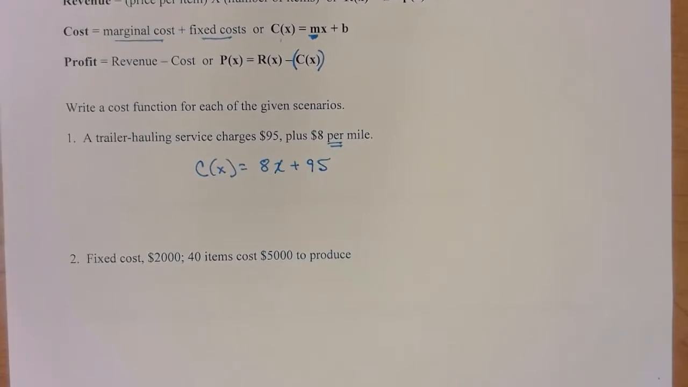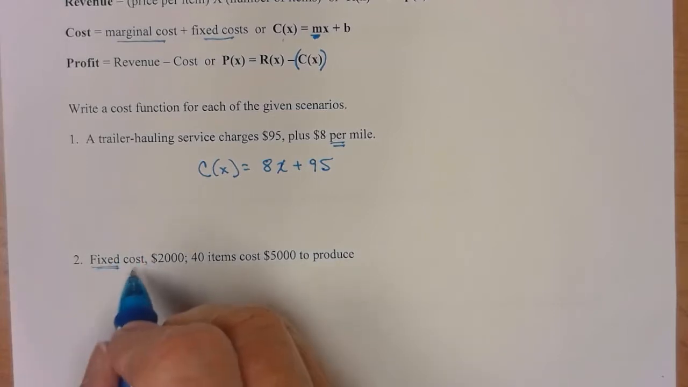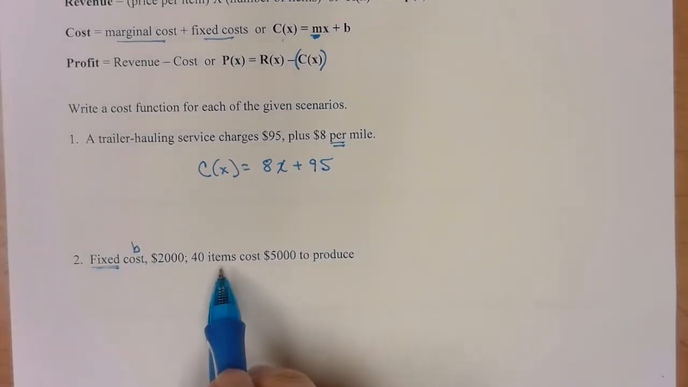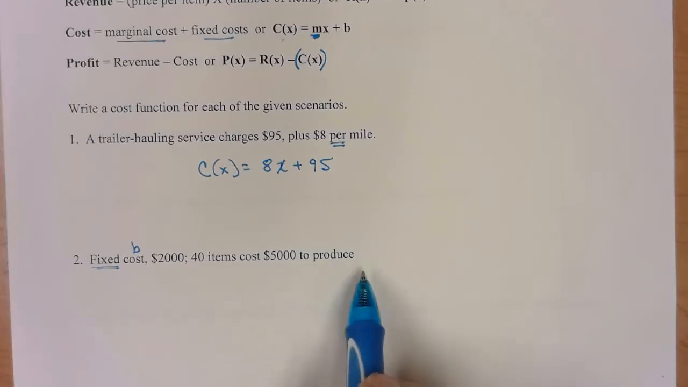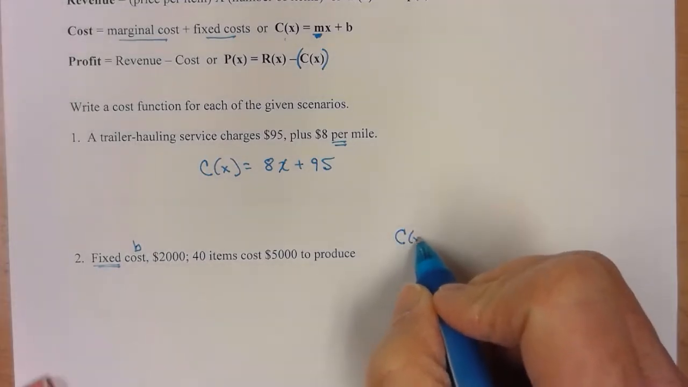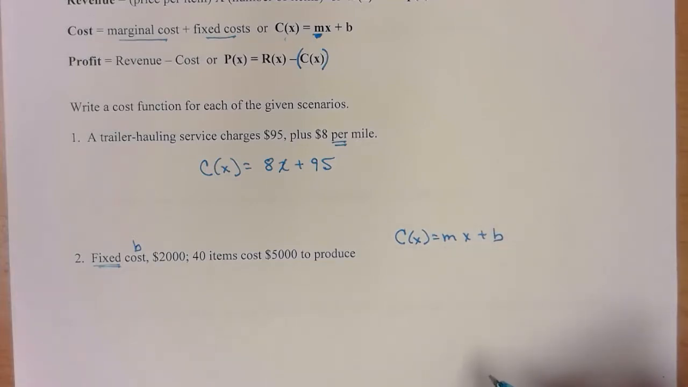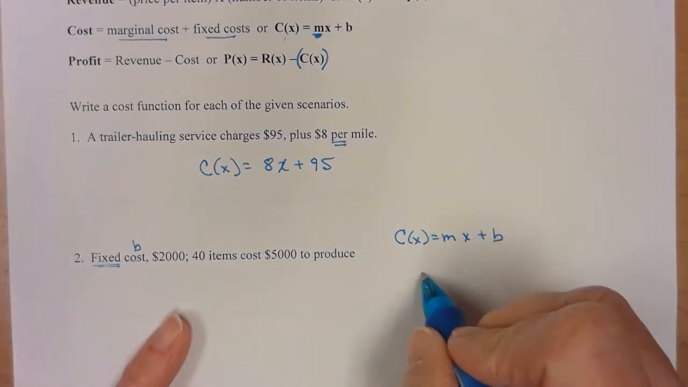In the next one, I've got fixed cost. Fixed cost is 2,000, so they tell me that, so I know this is equal to B. But then they tell me 40 items cost 5,000 to produce. They're going to give us enough information to find what's missing, and what's missing is my marginal cost. So let me put my formula down. I've got C of X is equal to MX plus B, and I'm going to write this information in.